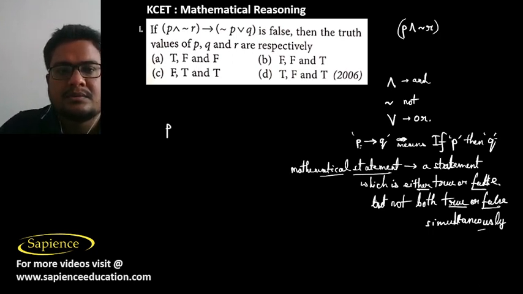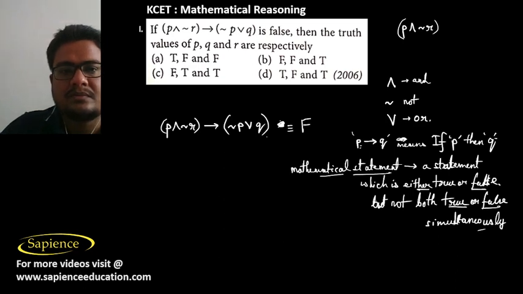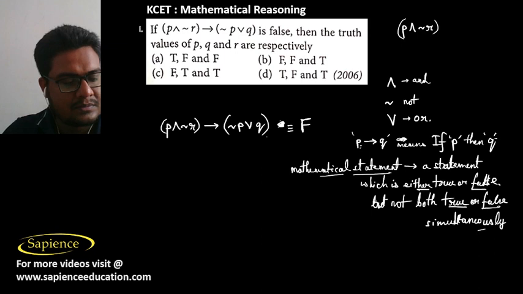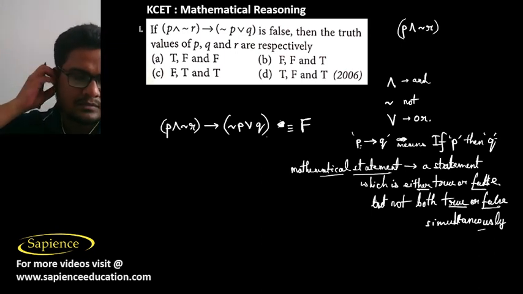So here it is told that if P and not R, then not P or Q. If this statement is false, meaning its truth value is false, then what are the truth values of P, Q and R?